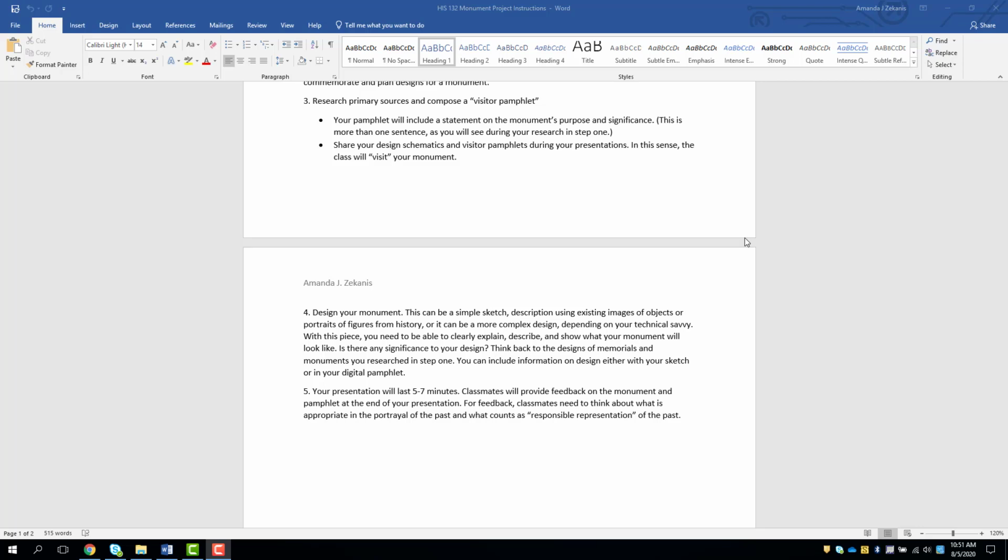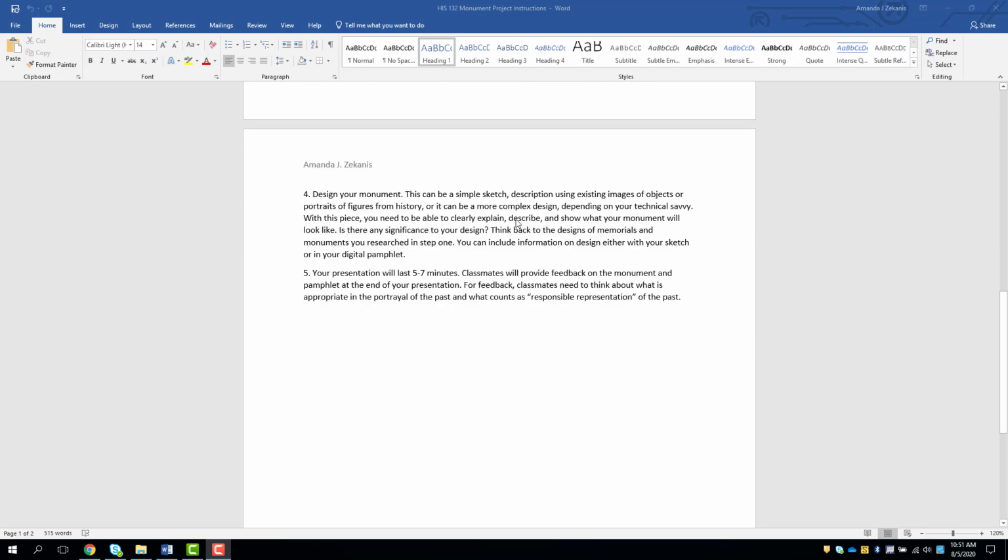The main focus of this part of the assignment is that you need to be able to clearly explain, describe, and show what your monument will look like. Is there any significance to your design? So think back to the designs of the memorials and the monuments you researched in step 1. If you look at that World War II memorial, what is the significance of that circular shape? What is the significance of the rainbow pool? You can include information on design either in this step or in your digital pamphlet as you talk about the monument itself and its purpose. It just depends on how it fits in.